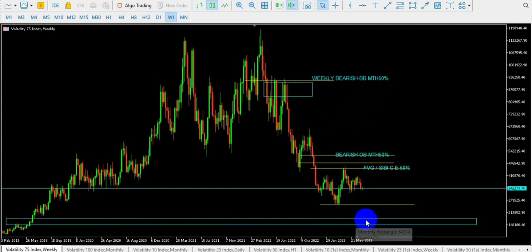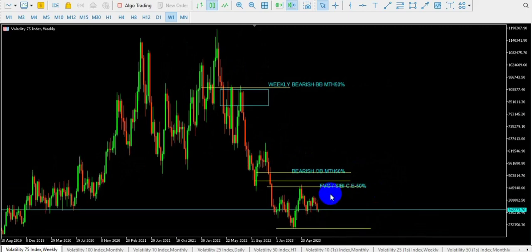So anything that will close this gap, I think we should start experiencing a shift in market structure, or the market will still keep pressing lower. But now I'm expecting this low to be taken into this buy side liquidity on the monthly time frame. So this is what I see on my chart.